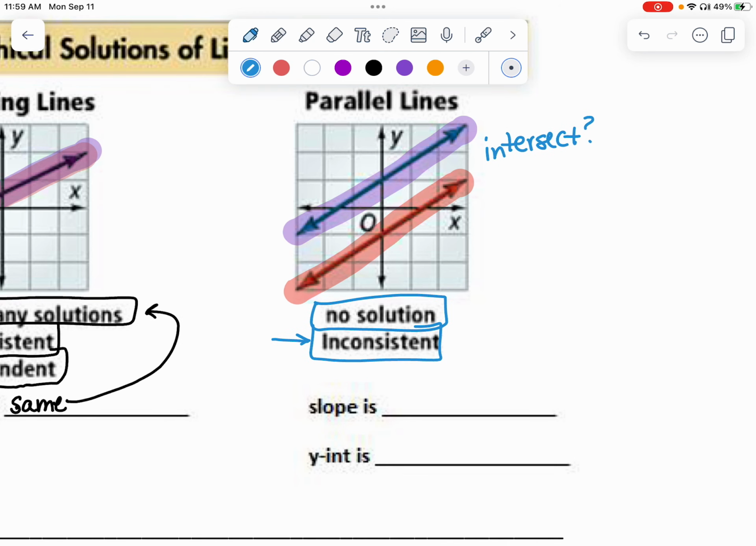The slopes are going to be the same as each other, but the y-intercept would be different. So if you see the same slope with a different y-intercept, that means there's no solution.